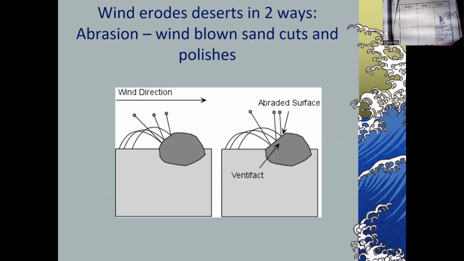We'll also get abrasion. If you guys remember, abrasion is the bumping and rubbing of rocks. But in this case, it's not rock against rock. It's sand against rock. So in a desert, all day, every day, that sand is getting blown around. Have you guys ever been at a beach when it's windy and felt the sand hitting you?